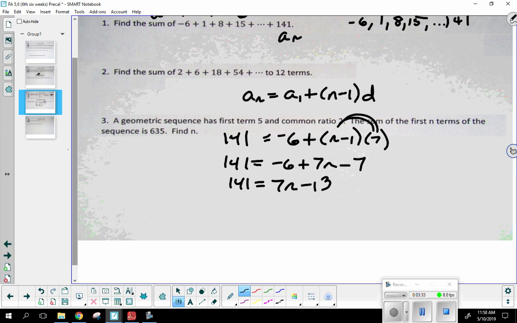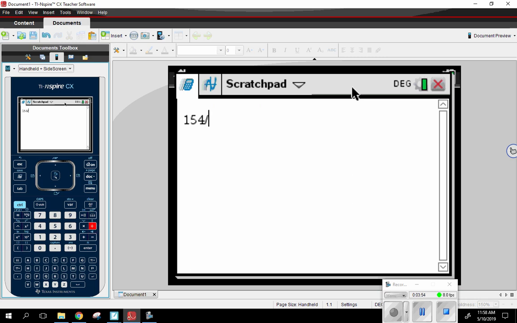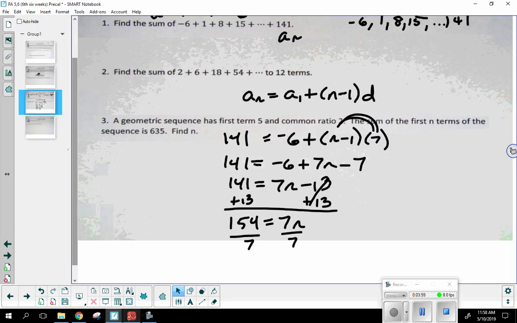And how would I get 7n by itself? Okay, so let's add 13. Okay, so it looks like we have 154 is equal to 7n. And then how would I find n? Divide by 7. All right. So come on over here. 154 divided by 7, 22. So there are 22 terms that I'm going to add here.